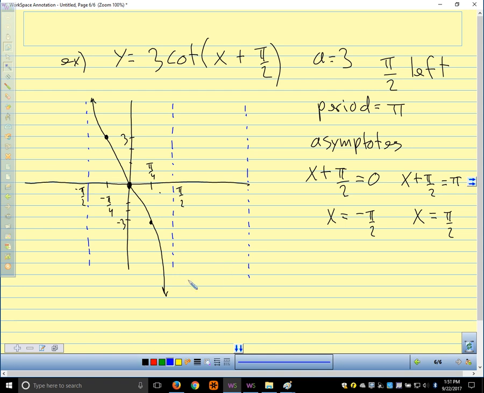So I'm just going to fill them in with what they would be. So my next asymptote is at 3 pi over 2. Halfway between pi over 2 and 3 pi over 2 is pi. And then this is going to be 5 pi over 4 and 3 pi over 4. Intercept there, up 3 units there, down 3 units there. And there would be my second period of that cotangent function.